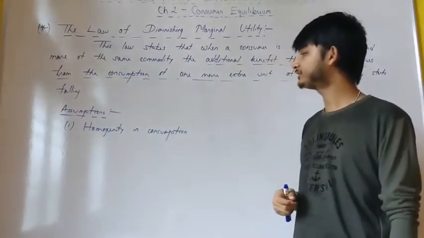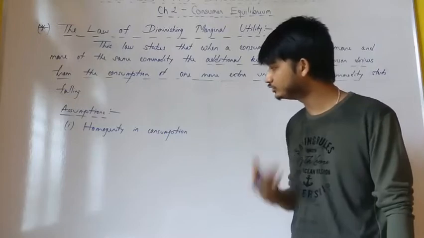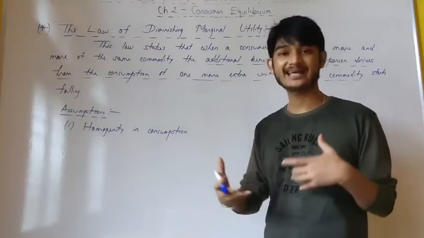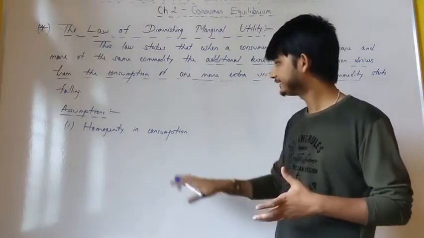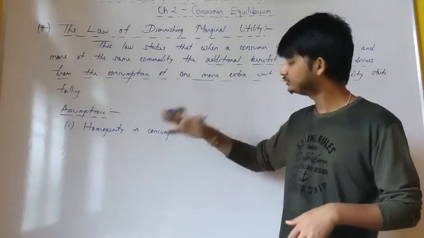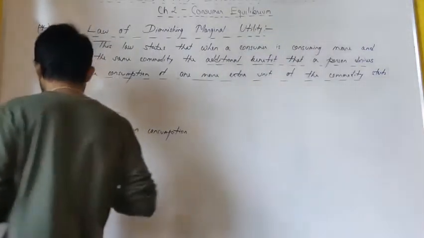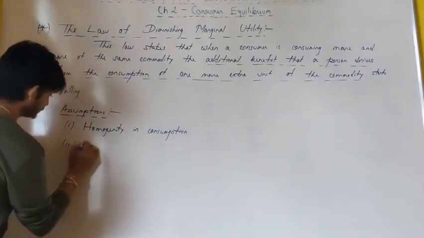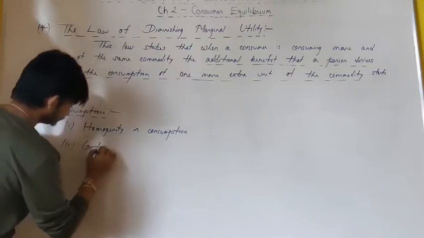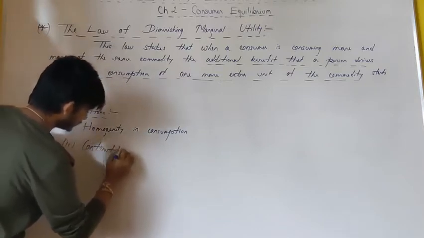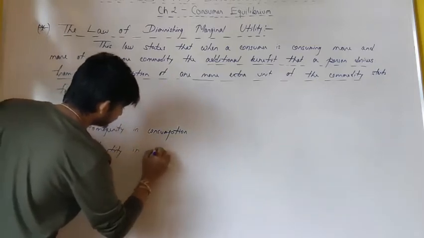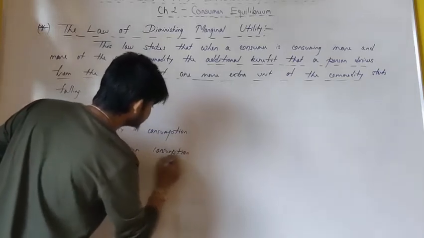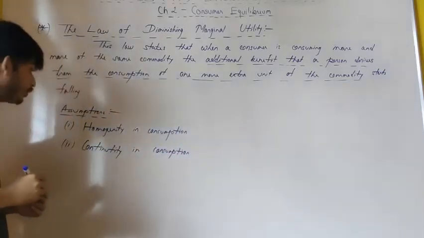So this first assumption is basically saying that whatever we consume, the consumption unit should be homogeneous. Homogeneous in terms of shape, size, color, and all that. In every aspect, the consumption unit should be homogeneous. The second assumption is continuity in consumption. The consumption unit must be continuous.